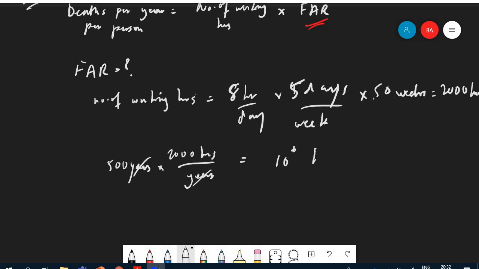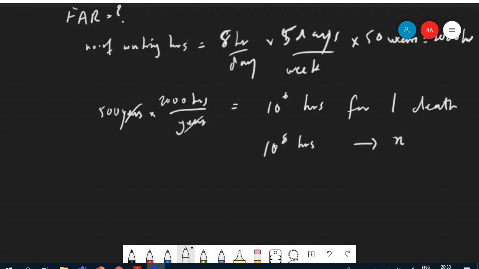So 10 to the power 6 hours is for one death. And FAR is based on 10 to the power 8 hours. So if you calculate x here, x would be 10 to the power 8 multiplied by 1 divided by 10 to the power 6. So x, which is the FAR, will be 100.